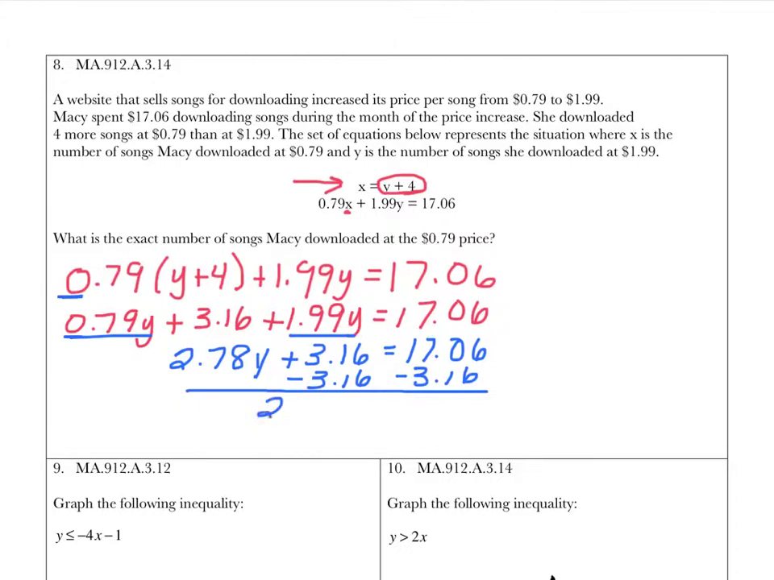So 2.78y, 1706 minus 316 is 13.9 in my calculator. And I'm going to add the 0 because it is money. And then last step for this part is to divide by 2.78. And I get y equal to 5.